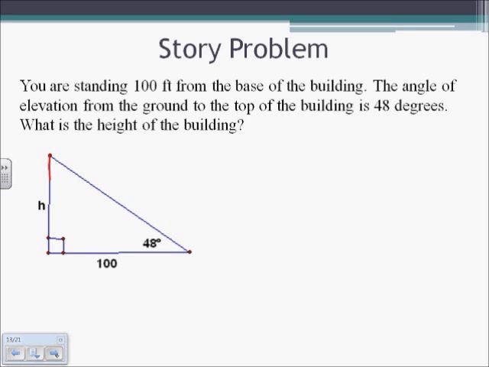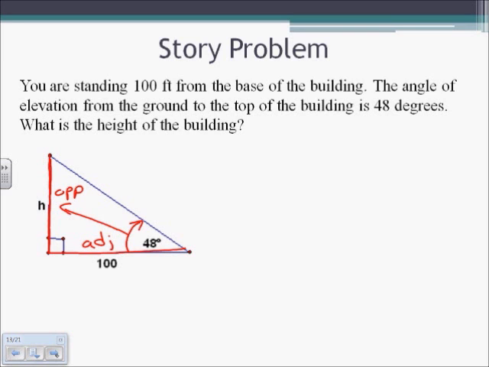So if I imagine that this red line here is the building, I'm 100 feet away. The angle of elevation from the ground to the top of the building is 48 degrees. And it's asking me what the height of the building is. Well, if I take a look at the angle that I'm given, I know that H is the opposite side and that the 100 feet away is my adjacent side.